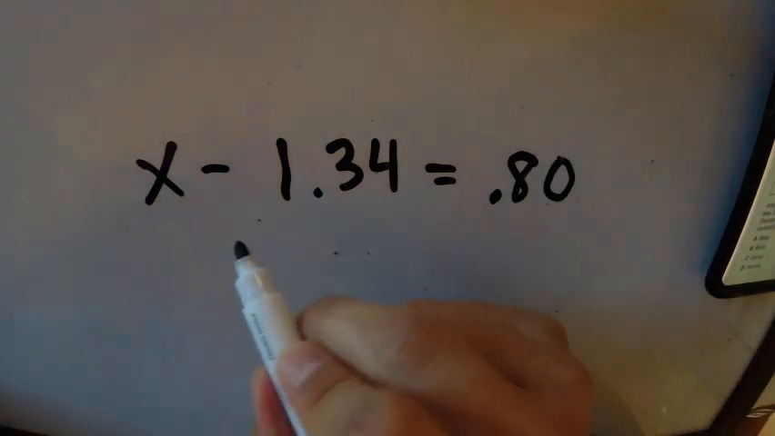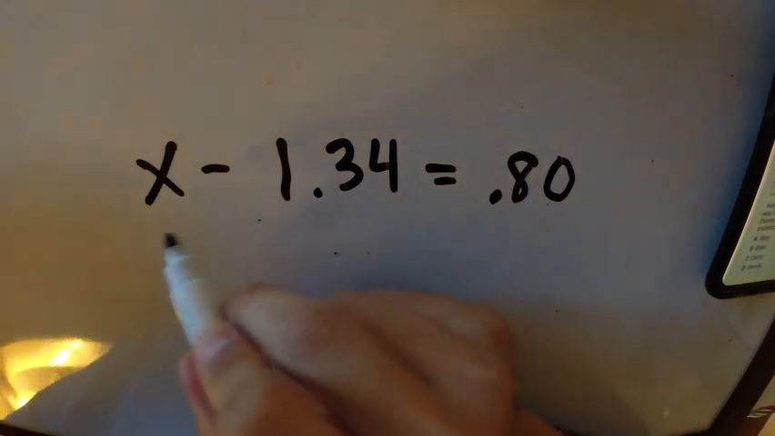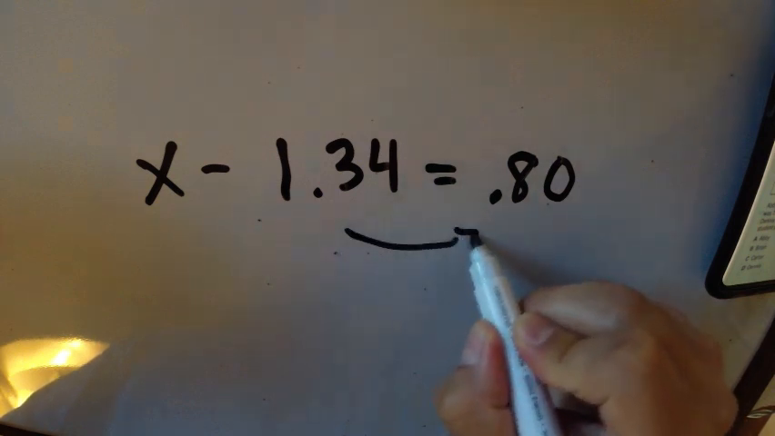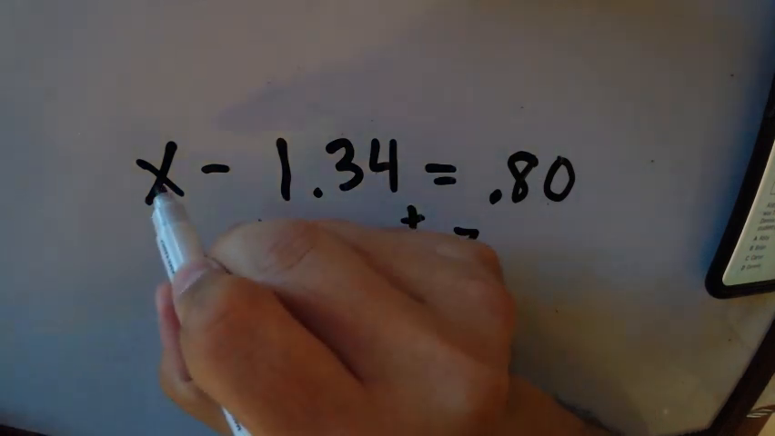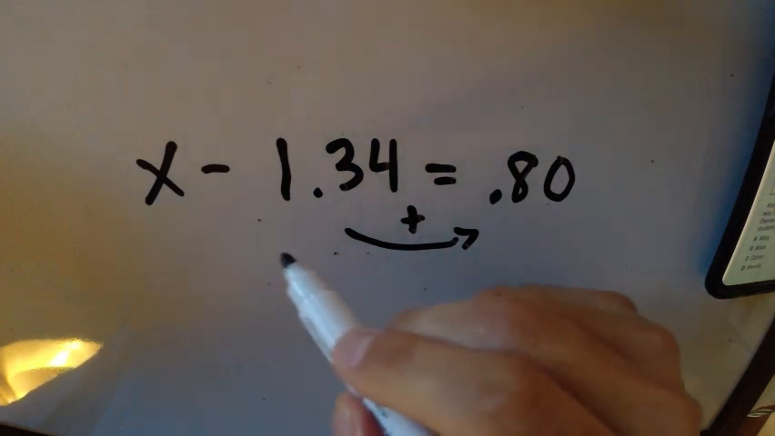So in order to get this number, 1.34 minus some bigger number gives you 0.8. So you need to add these two together to get this number. Let's give it a for example, let's say 5. We're going to make it easy.